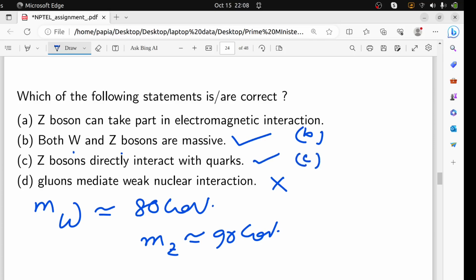Now coming to A. Z boson can take part in electromagnetic interaction. Z boson cannot take part in electromagnetic interaction because it is weak only. That means Z boson is only interacting in weak interaction. So it cannot take part in electromagnetic interaction. So for that question, the answer will be B and C.